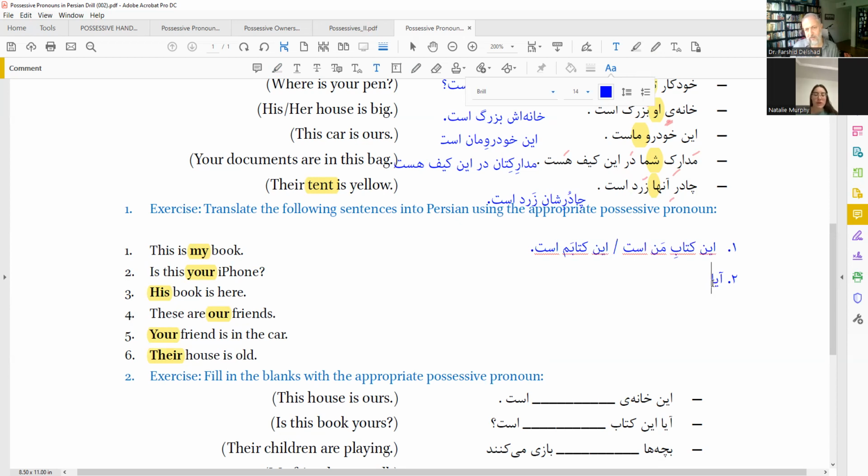So you could say "aya in iPhone-e to ast" or "aya in iPhonet ast." Exactly. آیا این آیفون تو است. Or آیا این آیفونت است. Perfect. That's it. Third phrase.